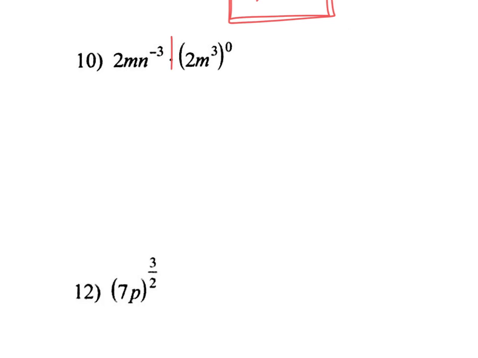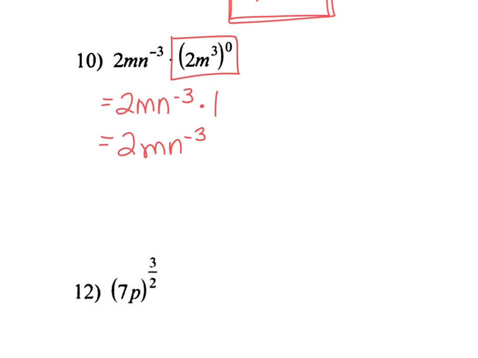Something that should stand out to you is this piece right here that's to the 0 power. That whole piece equals 1. So my problem really now reads 2m n to the negative 3 times 1. And we know anything times 1 is just itself. So really this is just 2m n to the negative 3. Now the directions said I needed positive exponents, which means I have to deal with this negative exponent. Negative exponents make reciprocals, which means this needs to flip. So this is now going to become 2m over n to the third power.